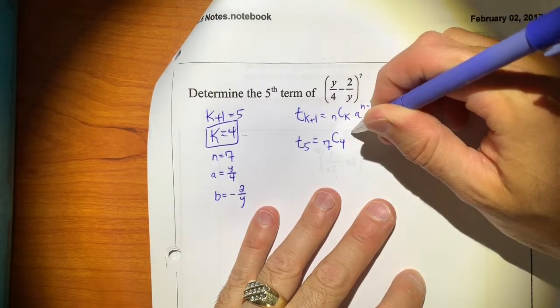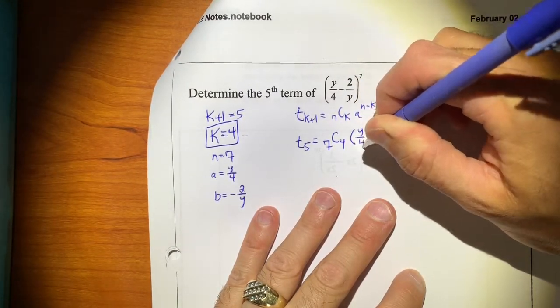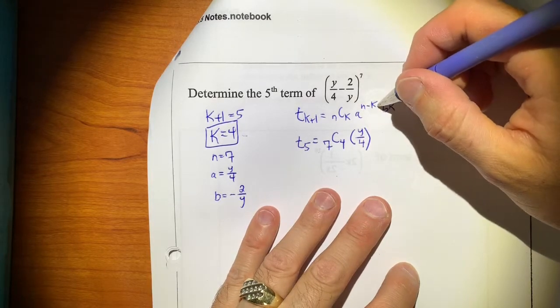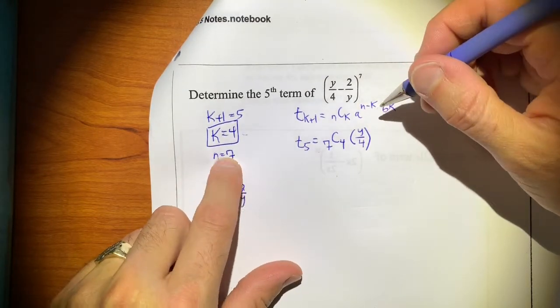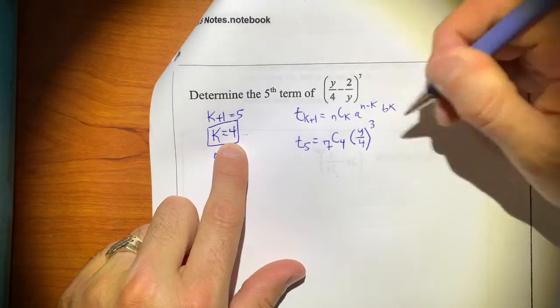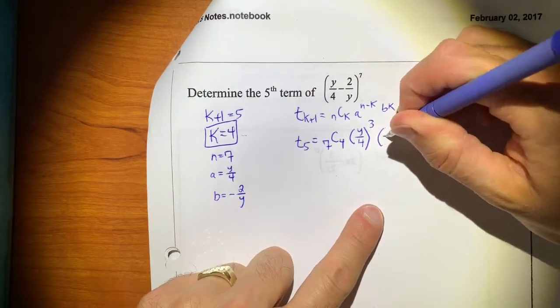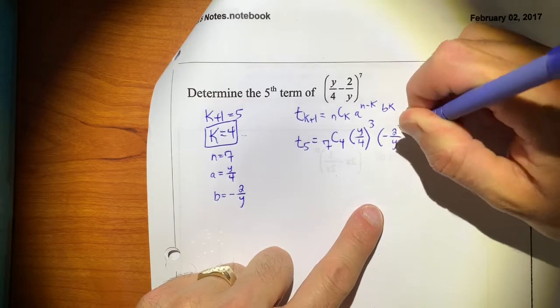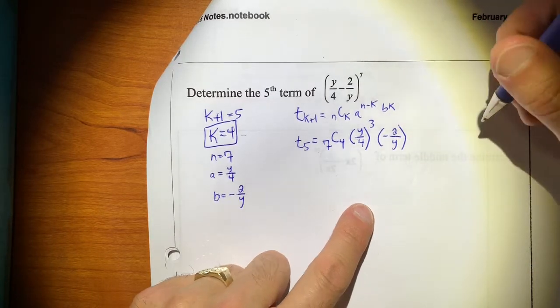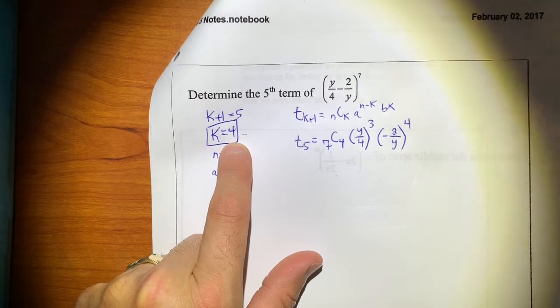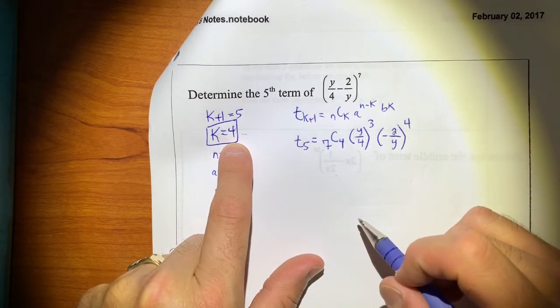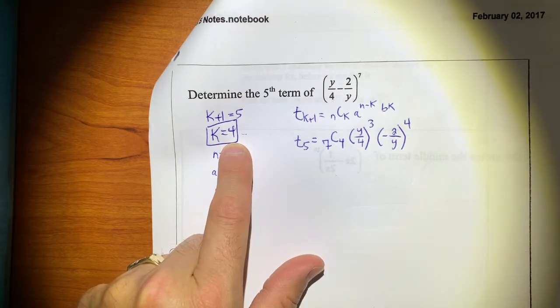So 7C4, and the a value is y over 4 raised to the n minus k. So n is 7, k is 4. Let's take a shortcut and write 3, since 7 minus 4 is 3. And then the b value, so that's -2 over y, raised to the power of k, which is 4. All right. Now I just have to do some cleanup.